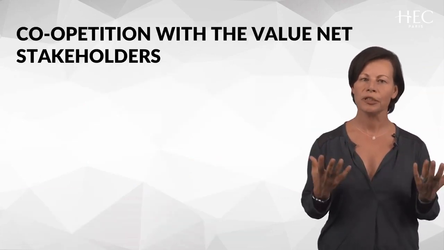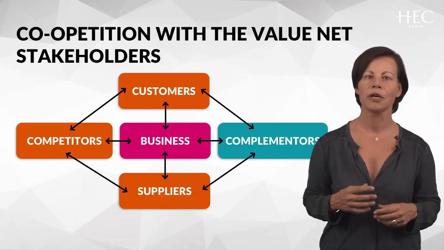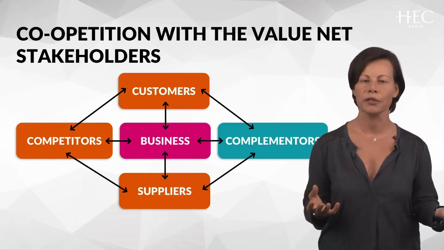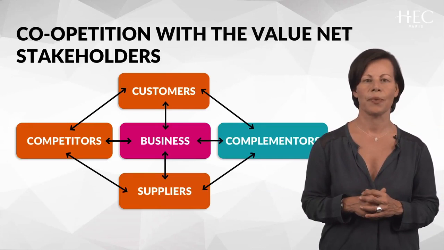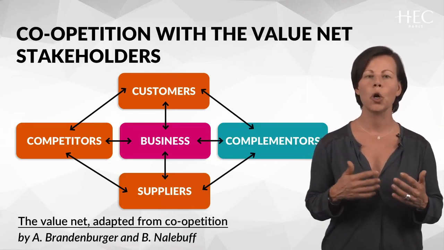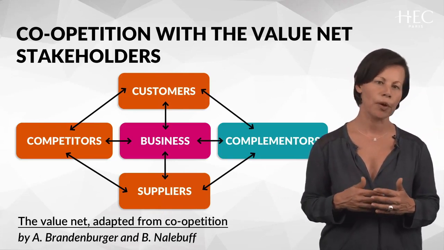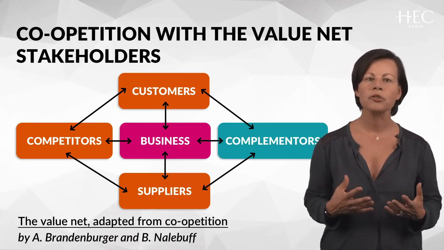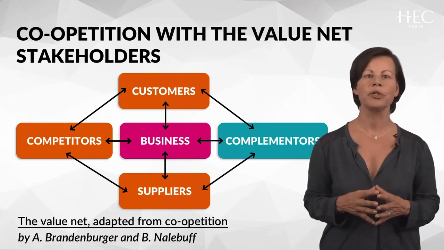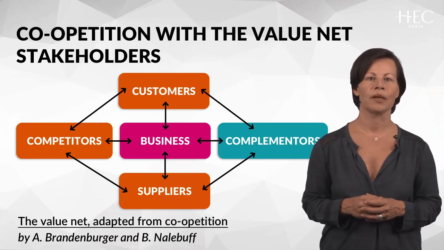As a business within an industry, you are part of a value net, which includes your competitors, your customers, your suppliers, and your complementers. This framework was introduced in the mid-90s in the book Co-Opetition by Adam Brandenburger and Barry Nalebuff. The model illustrates the interdependencies between yourself and the 4 other types of players in your industry.